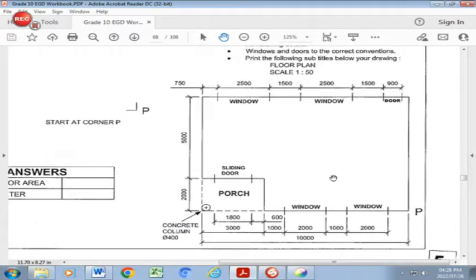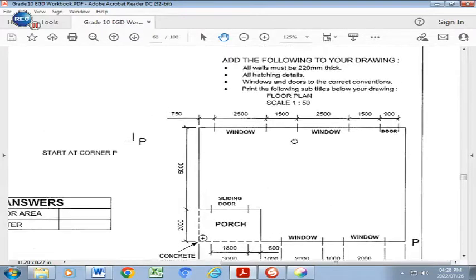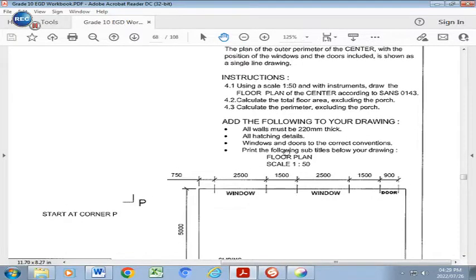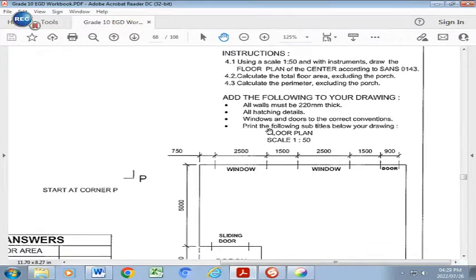All these dimensions that you will see here are the true dimensions of the center. What needs to happen is that we need to scale these dimensions down to start our activity. All walls which are 220 millimeters thick, which must be divided by 50 to scale it down. All hatching details, which I will indicate later. All the windows and doors to the correct conventions.